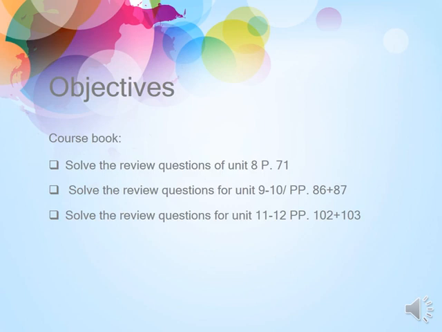Concerning the objectives, today's lesson is going to be dedicated to solving review questions. We've finished 5 units so far in Global English, and at the end of each two, we have review questions. So today, we will solve each one of these. To start with, the first one is for Unit 8 on page 71. Then, the review questions for Units 9 and 10 on pages 86 and 87. And finally, we're going to solve the review questions for Units 11 and 12 on pages 102 and 103.